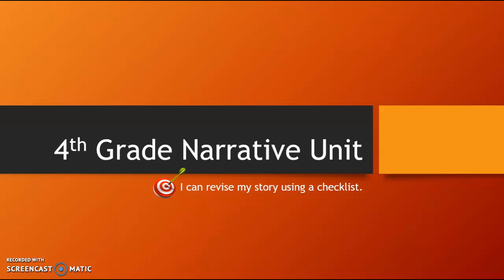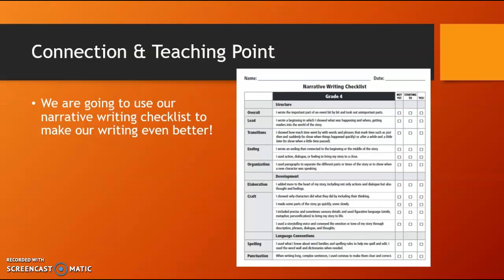Since we are starting to wrap up our writing time together, today's lesson is going to focus on revising our stories since they are complete or close to being complete. We're going to revise them using a checklist.